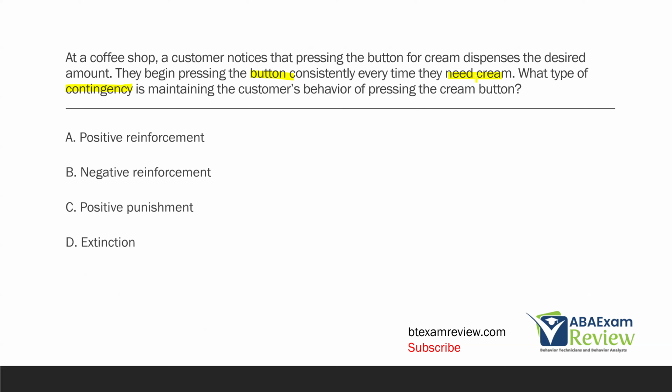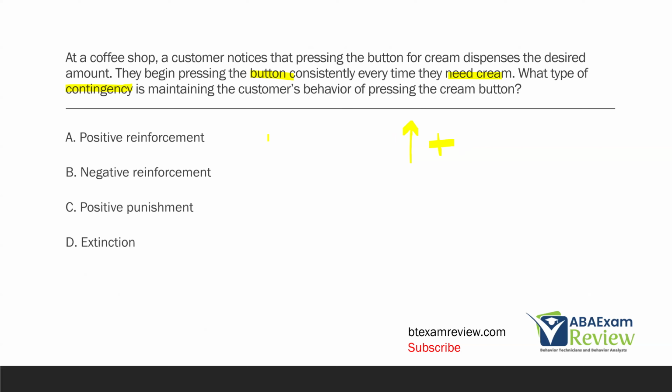And so when they keep pressing that button anytime they need cream in their coffee, why are they doing that? Well, think about the consequence. The consequence is they're getting the cream added to their coffee. So something is being added and it's increasing their behavior, which is going to make this a positive reinforcement. So a contingency is just a consequence contingency, more or less.